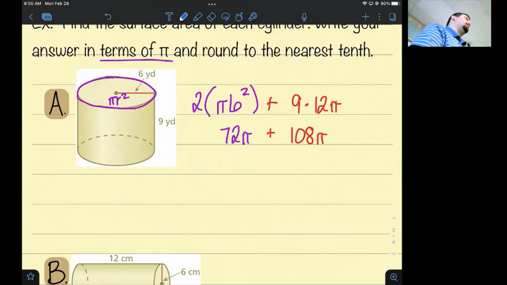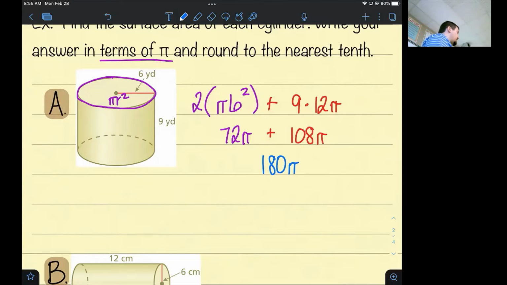72 plus 108. You multiply them. 180. Now put the pi symbol there, and you have done everything you possibly can except multiply by pi.